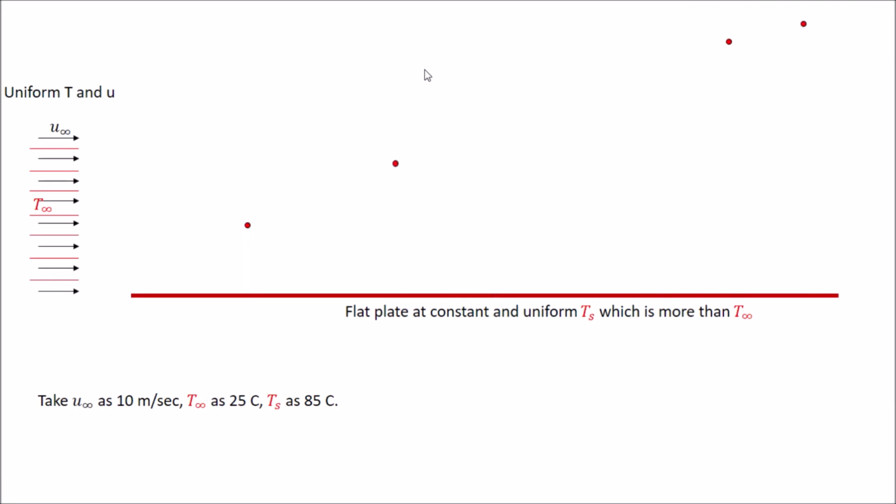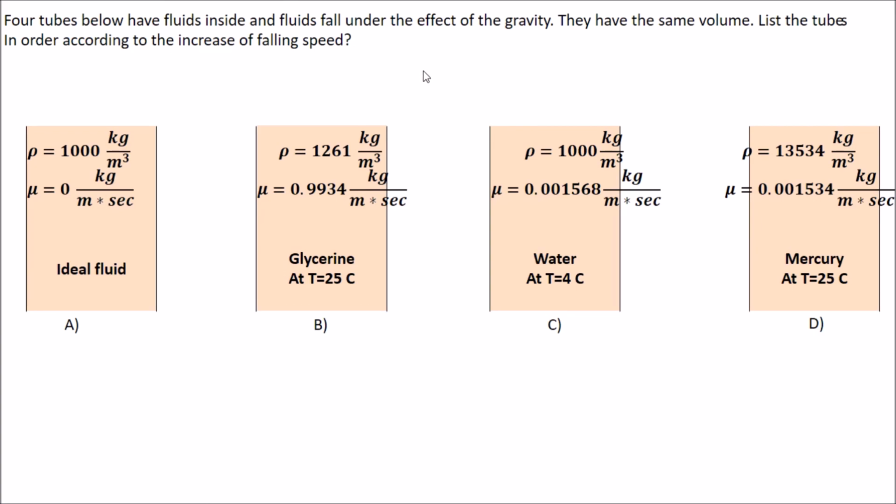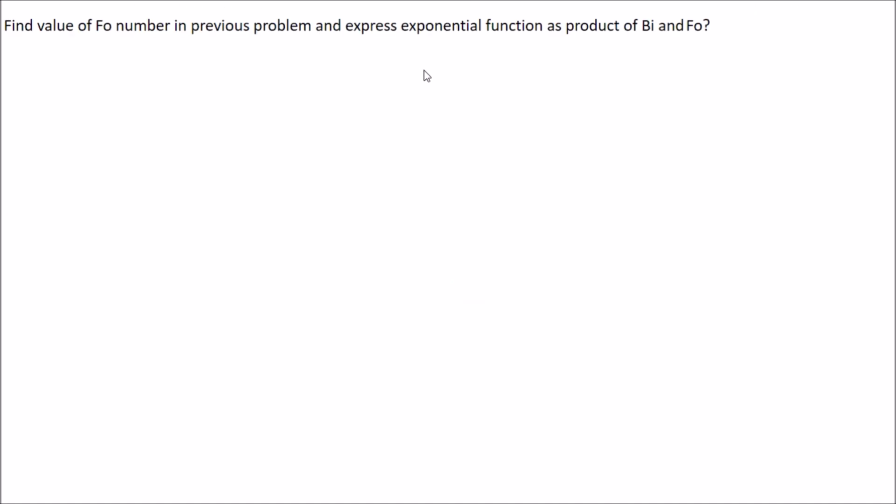So we have covered the non-dimensional numbers in heat transfer. So Nusselt number, Fourier number. Okay, and the last part says to express the exponential function for the lumped capacitance temperature change as a product of the Biot number and the Fourier number.